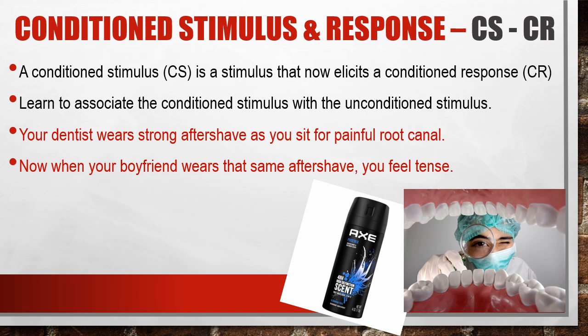So now we move on to the conditioned stimulus and response, known as the CS and the CR. The conditioned stimulus is a stimulus that now elicits a conditioned response. So you learn to associate this new conditioned stimulus with the unconditioned stimulus. You start to associate that. So let's give an example here.